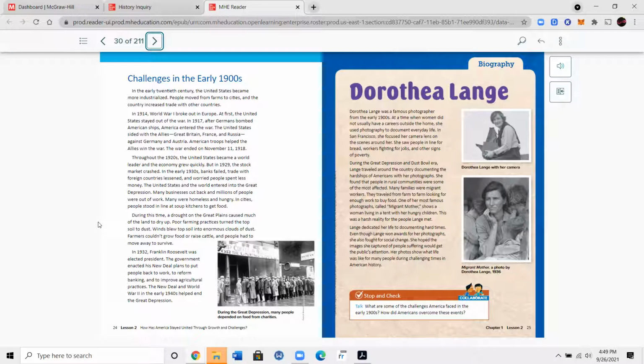During the Great Depression and Dust Bowl era, Lange traveled around the country documenting the hardships of Americans with her photographs. She found that people in rural communities were some of the most affected. Many families were migrant workers.